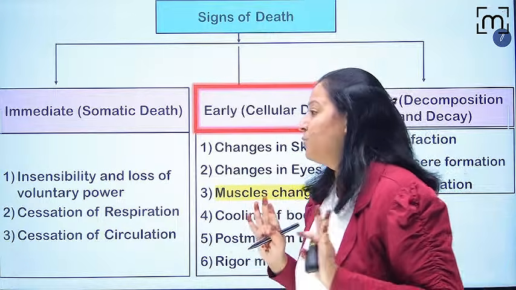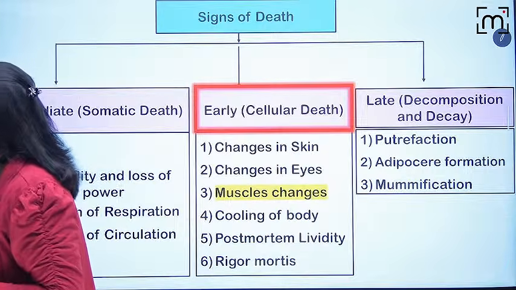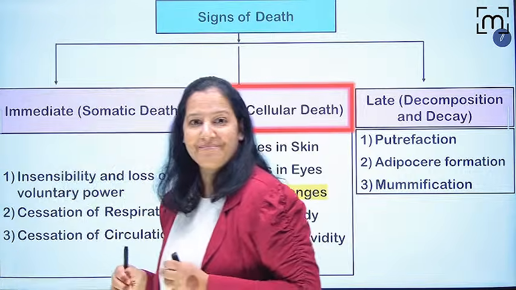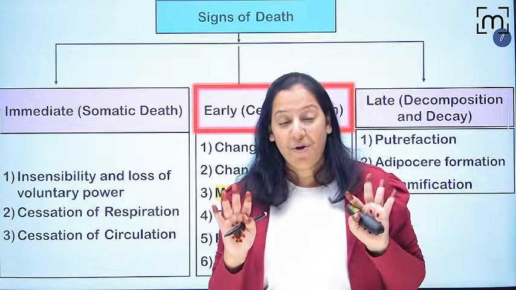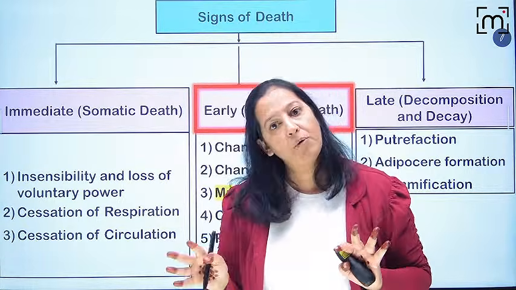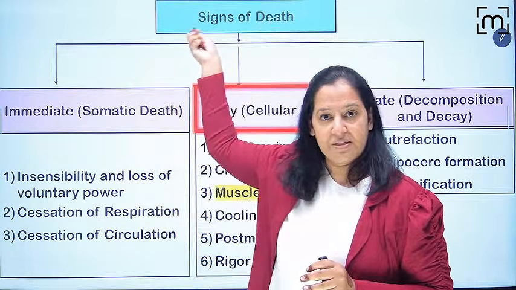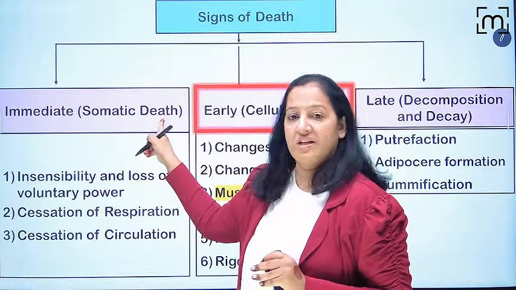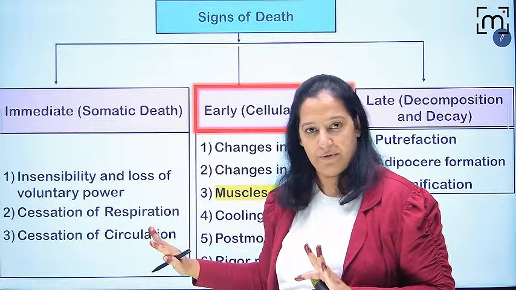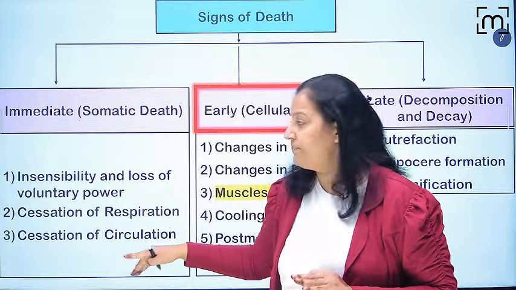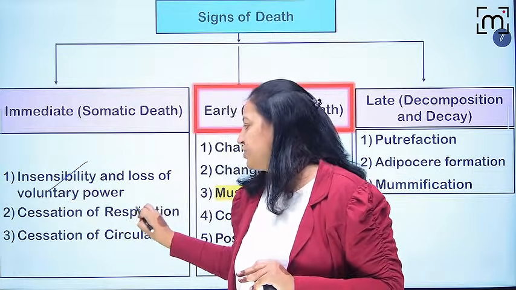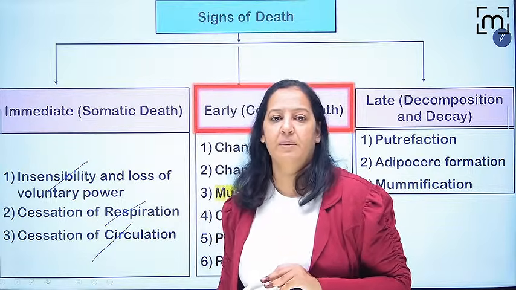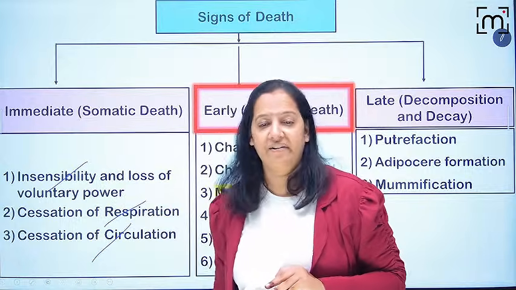So let me revise. Where were we? We started our topic today. What is our topic today? Postmortem changes. We divide them into 3 portions. The first portion, immediate changes, are 3. They are already done. We have revised them: insensibility, cessation of respiration, cessation of circulation. The mnemonic is IRC.